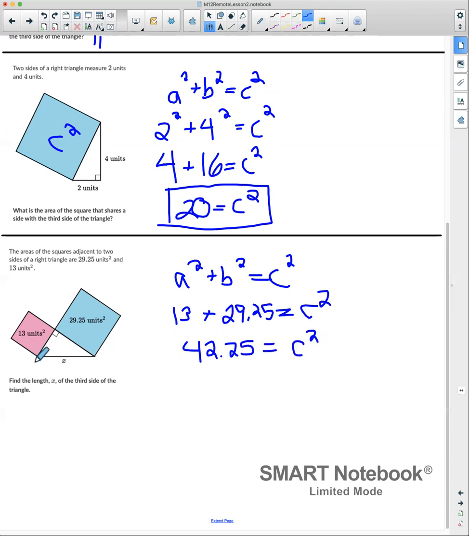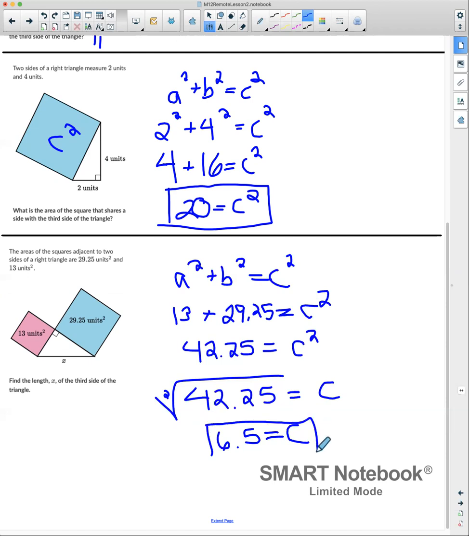But I'm looking for c now, right? Just a side length. So you need to take the square root of that value. If you take your calculator on your phone, if you have an iPhone, you can turn it sideways and it'll give you the square root button. It's going to look like this with 2 on it as the root. So once you press 42.25 and then the square root button, you're going to get 6.5. Okay, and that would be the length of the third side.